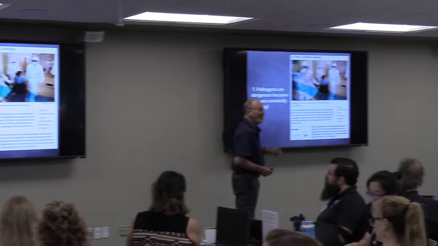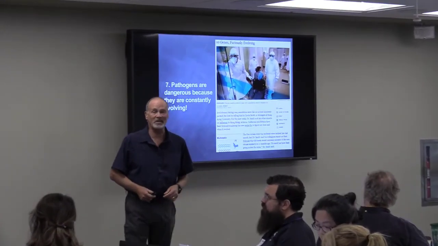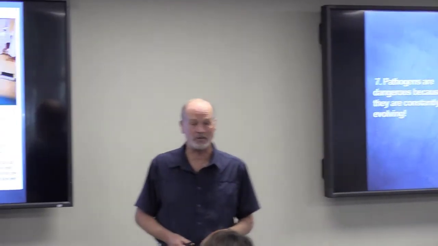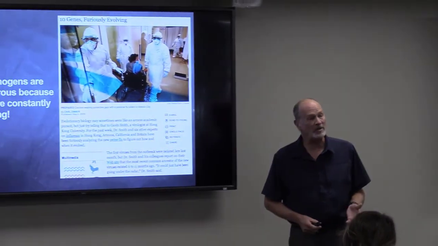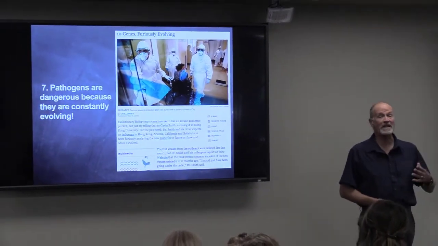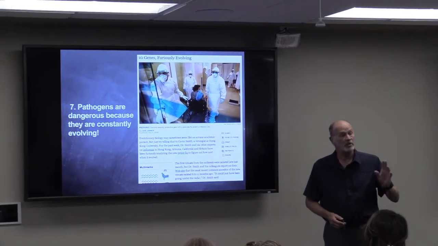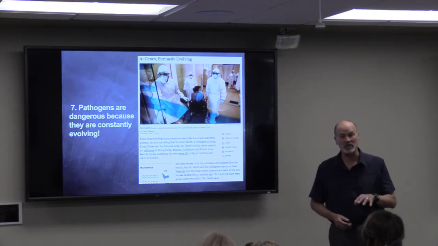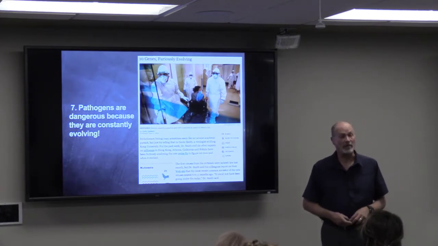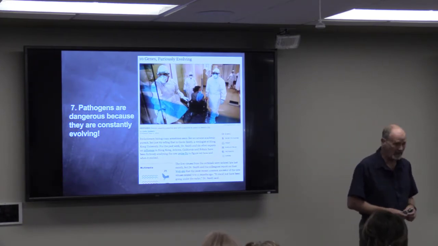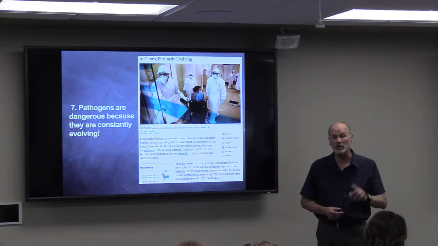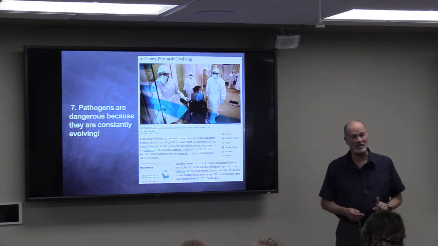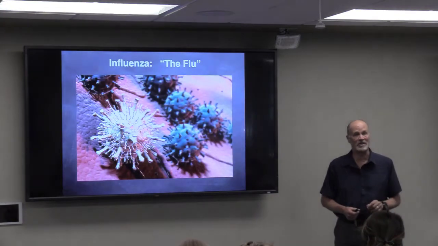Lesson number 7. Pathogens are dangerous because they're constantly evolving. A slow evolving pathogen is not much of a danger because we can develop immunity to it and we can develop long-lasting vaccines to it. Smallpox and polio are very good examples of viruses that do not seem to evolve quickly. Therefore, smallpox has been pretty much eradicated. Polio pretty much gone too, where people are willing to take the polio vaccine. And that's something that I'll get to in just a second.